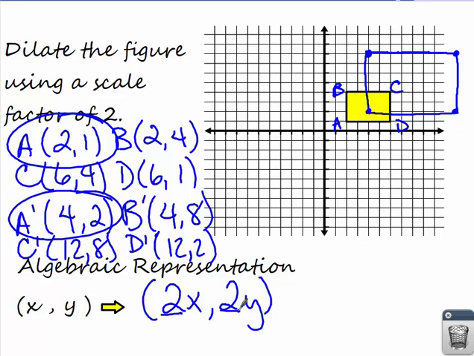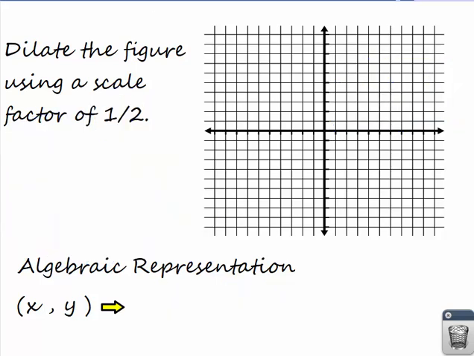And what we need to understand is that if I use a scale factor greater than 1, then my new image is going to be bigger than my original image. So if the scale factor is greater than 1, the new figure will be bigger than the original. So what happens if it's smaller than the original? Okay, well, what if we multiplied by a scale factor of 1/2?